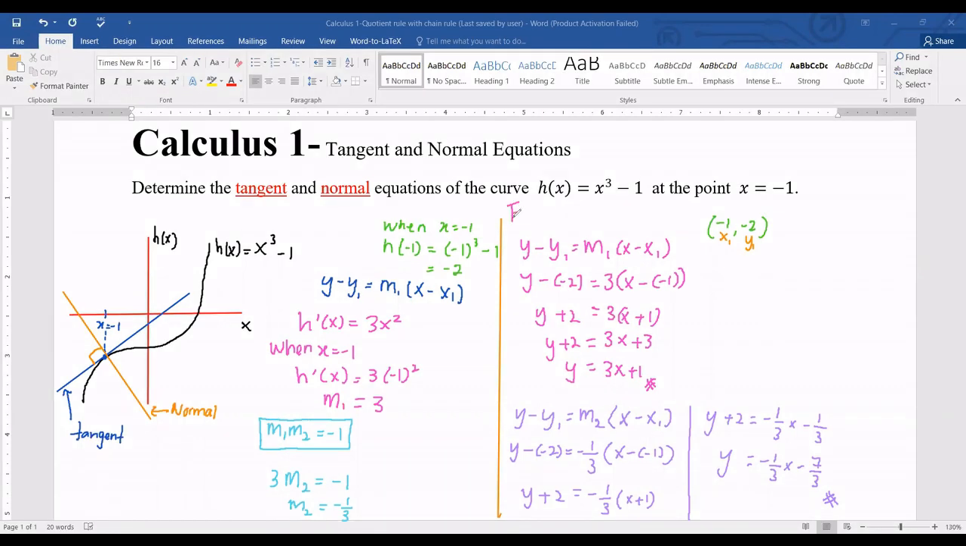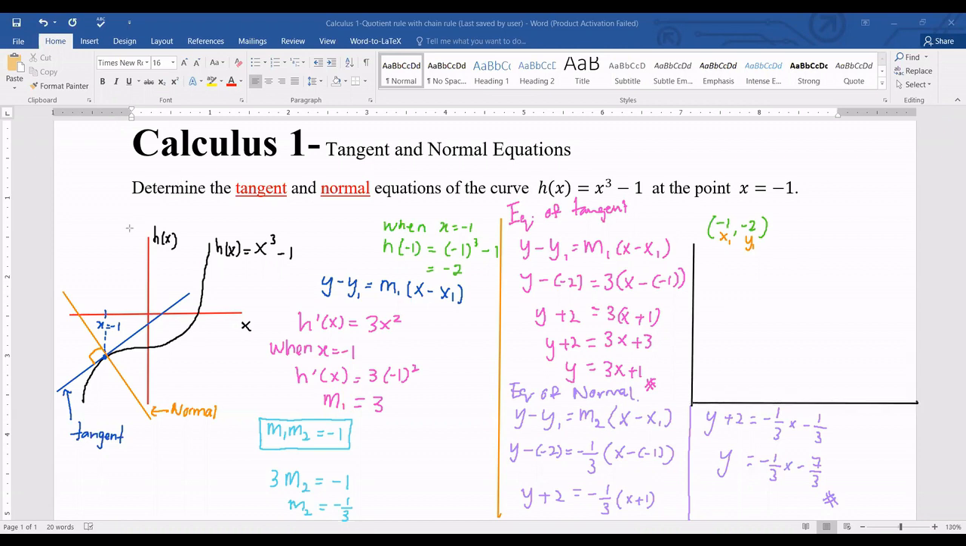Here is the equation of the tangent, and this is your equation of the normal. So you can give the general conclusions. We got some space here, so we can write the general conclusions over here.